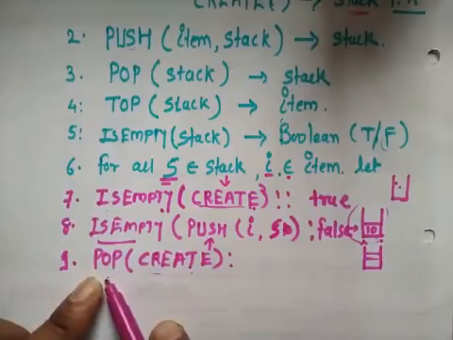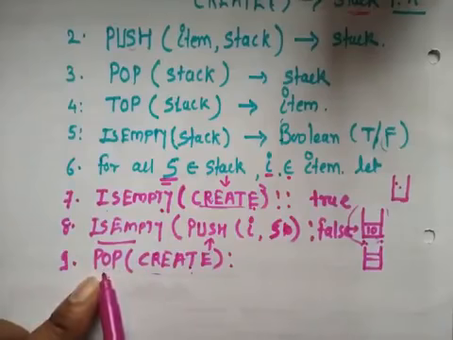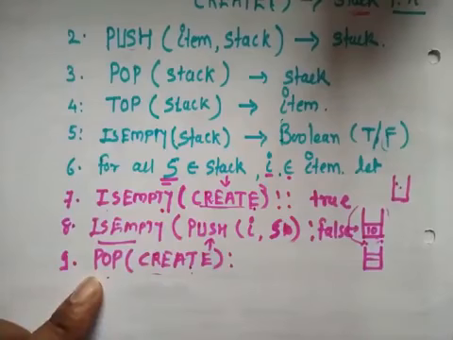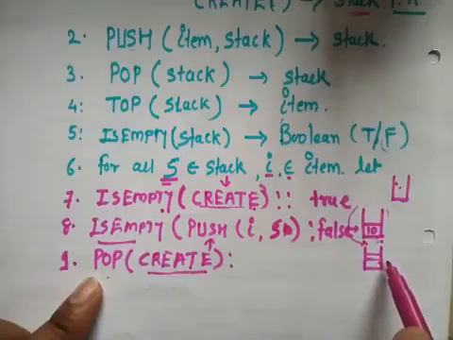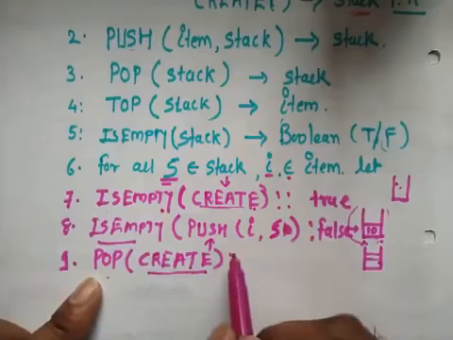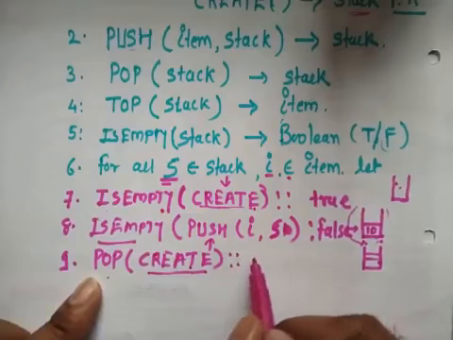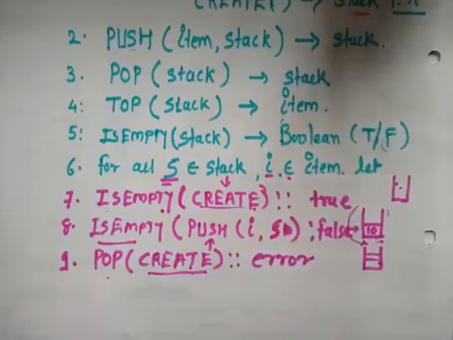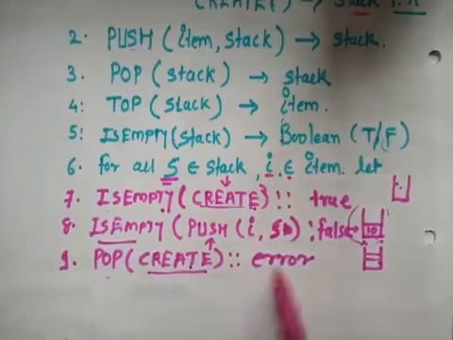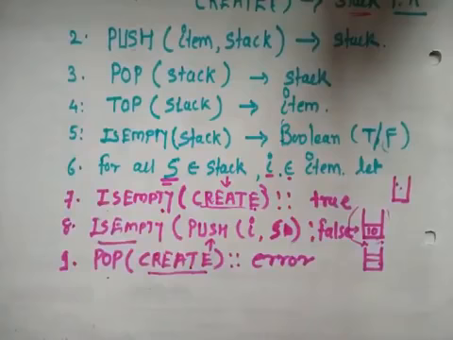Now the pop function will pop or remove an element from that stack, but this stack is just created, which means it is an empty stack, so we cannot pop an element from the empty stack. Hence it will throw an error message, since we cannot pop an element from the empty stack. So this is one more rule.